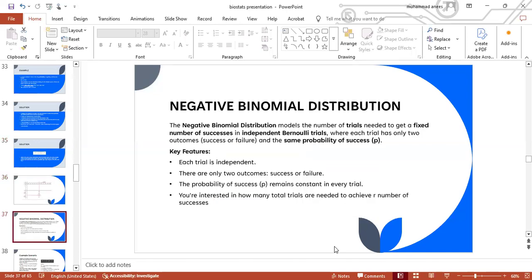Another form of binomial distribution is the negative binomial distribution, which is also very important these days. The negative binomial distribution models the number of trials needed to get a fixed number of successes in independent Bernoulli trials, where each trial has only 2 outcomes, success or failure, and the same probability of success. So here the number of successes is fixed, but the number of trials is not. The key features are: number one, each trial is independent. Number two, there are only two outcomes, success or failure. Number three, the probability of success remains constant in every trial. And number four, you're interested in how many total trials are needed to achieve r number of successes.